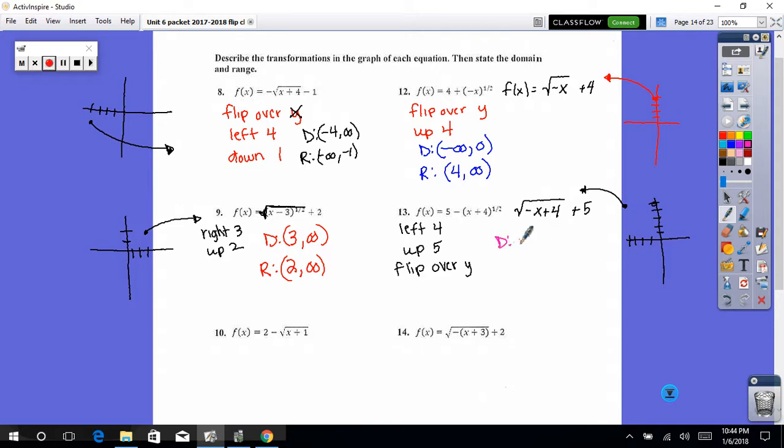which gives me a domain of as far left as I could possibly ever want to go, all the way to negative 4. With a range of 5 to as high as I could possibly ever want to go.